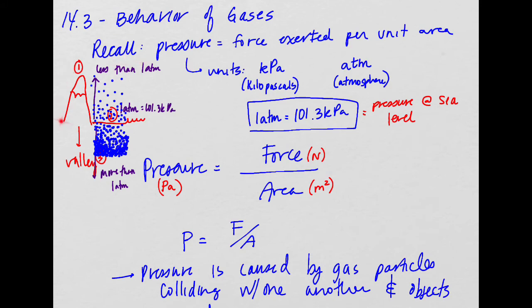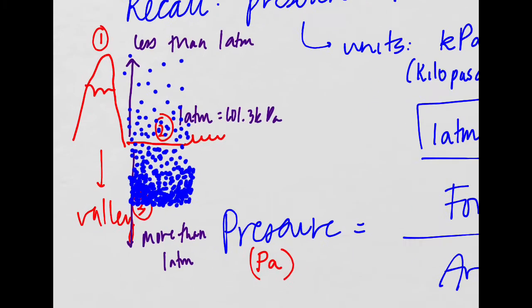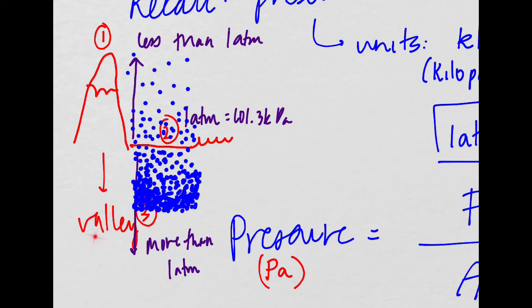And I've drawn this, remember this picture here. So if I have a valley, if I have sea level, okay, it was the top of the mountain, sea level, and then this valley at the bottom. So the blue represent the particles. As we go up in the atmosphere, we go up in altitude, right? As we go up in altitude, the air pressure decreases.